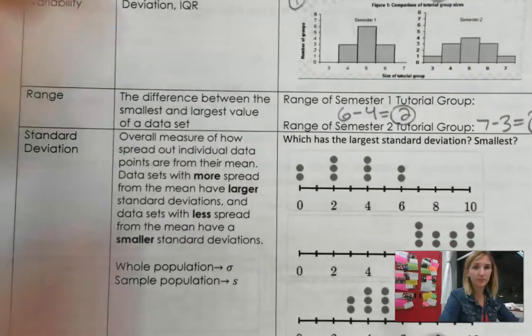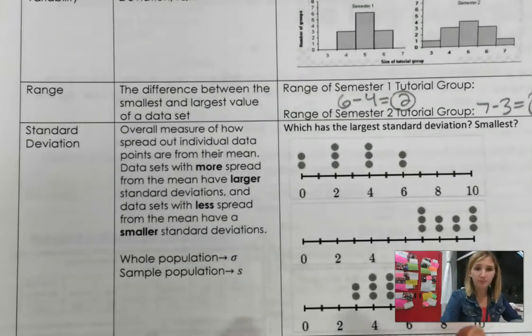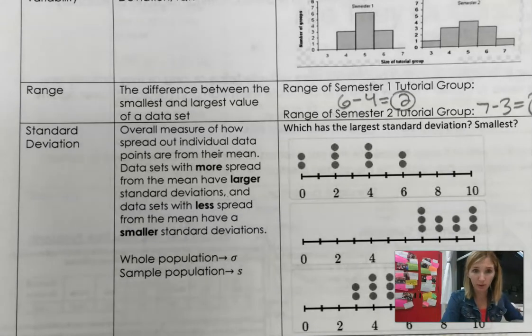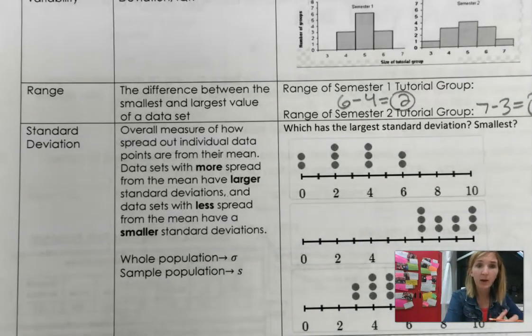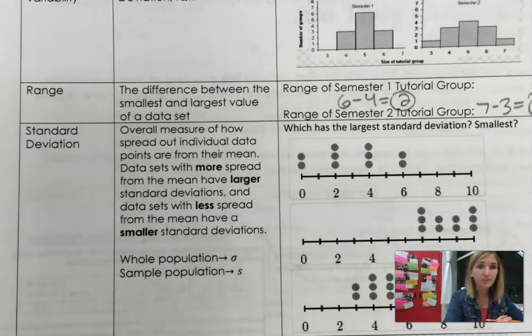Standard deviation. So standard deviation is the overall measure of how spread out the individual data points are from their mean, from their average. Standard deviation compares all the other points to the mean in the data. Data sets with more spread from the mean have larger standard deviations, and data sets with less spread from the mean have smaller standard deviations.